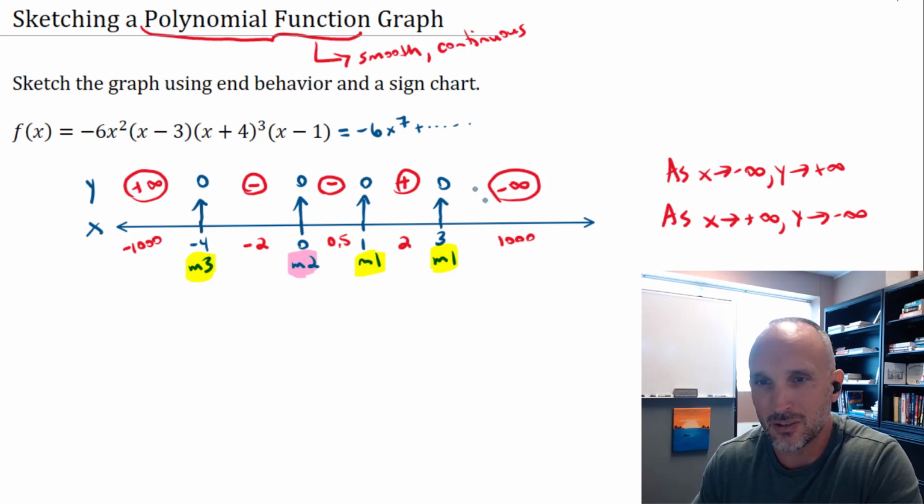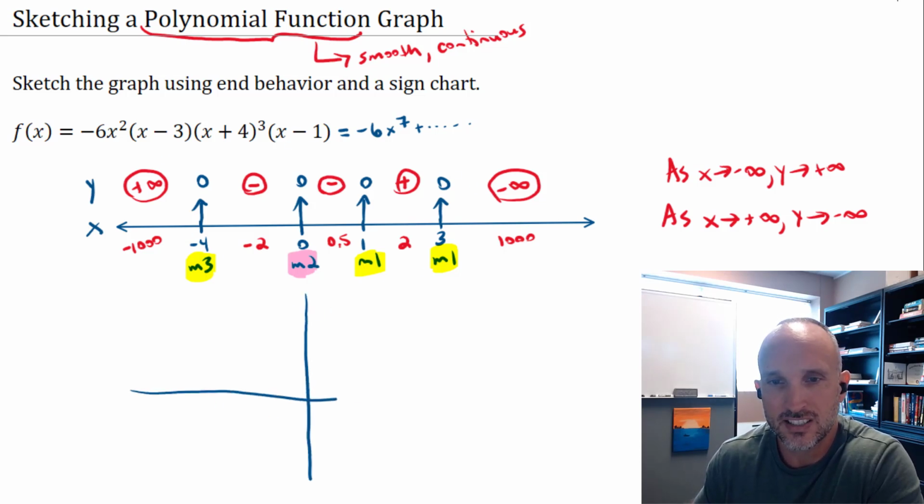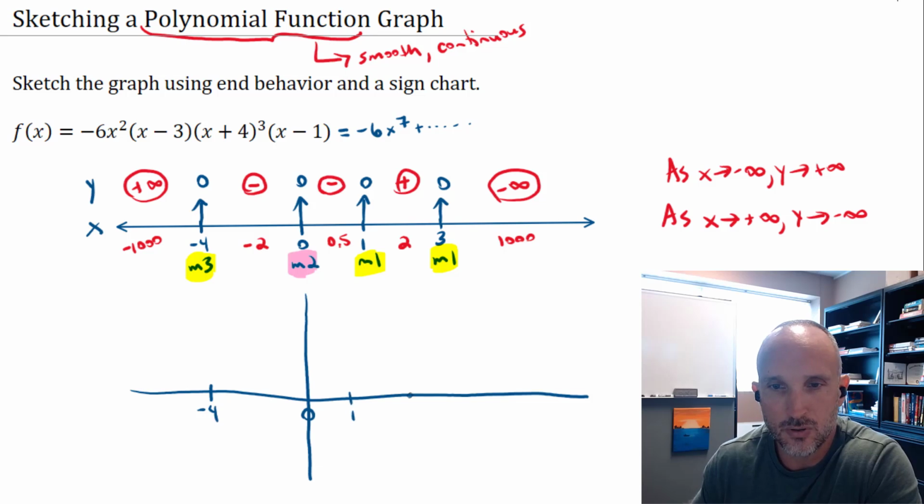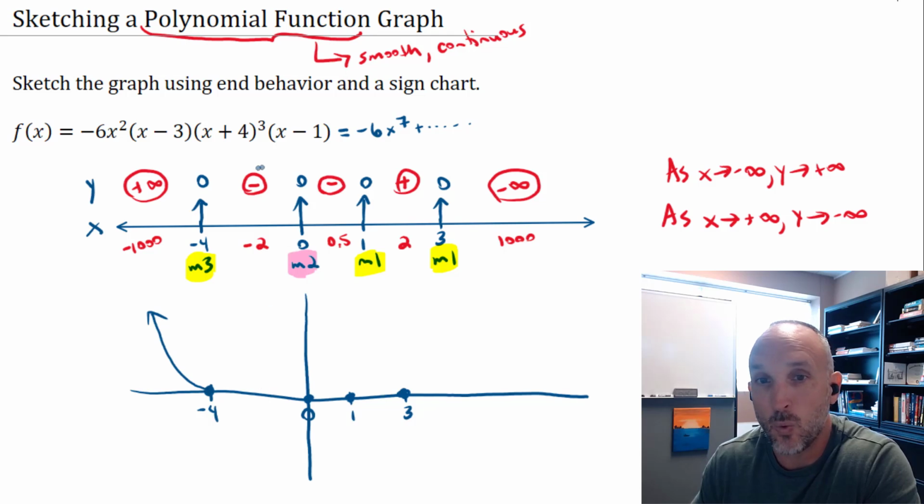But now that we've got a complete sign chart, let's go ahead and sketch the function. So let me mark my zeros, -4, 0, 1, and 3. And I know y is 0. That means our function is on the x-axis. Then my left end behavior goes to positive infinity. Between -4 and 0, my y value is negative. That means below the x-axis.